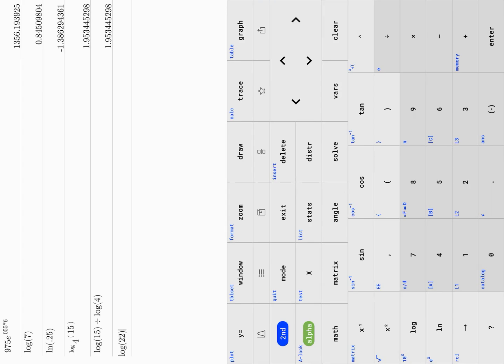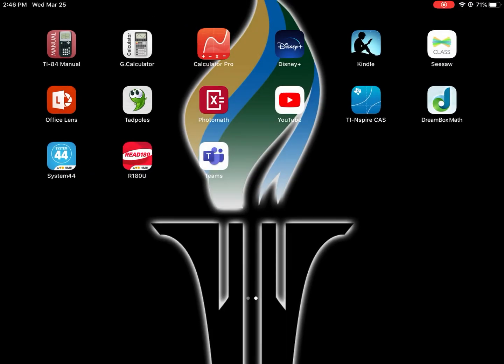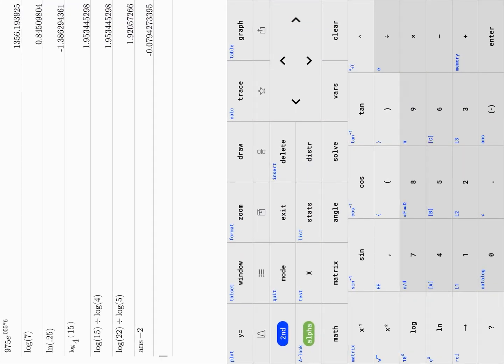So I'm just going to do change of base. Log base 5 of 22, so log 22 divided by log 5. Okay, enter, and then subtract 2. So negative 0.08.